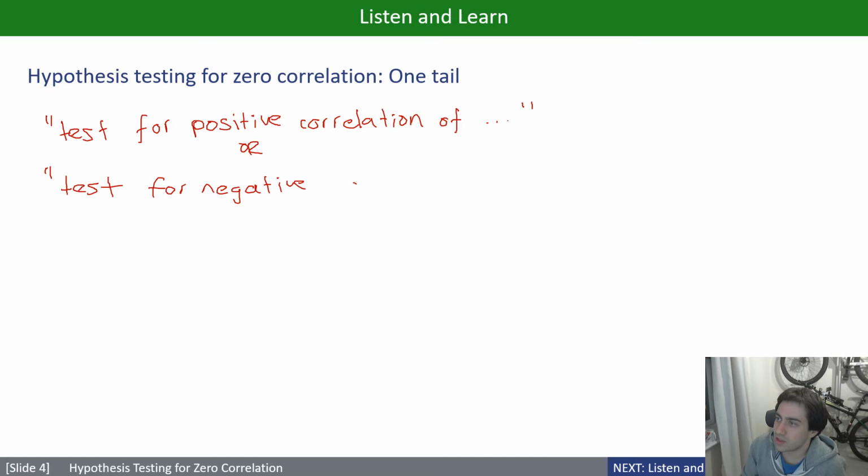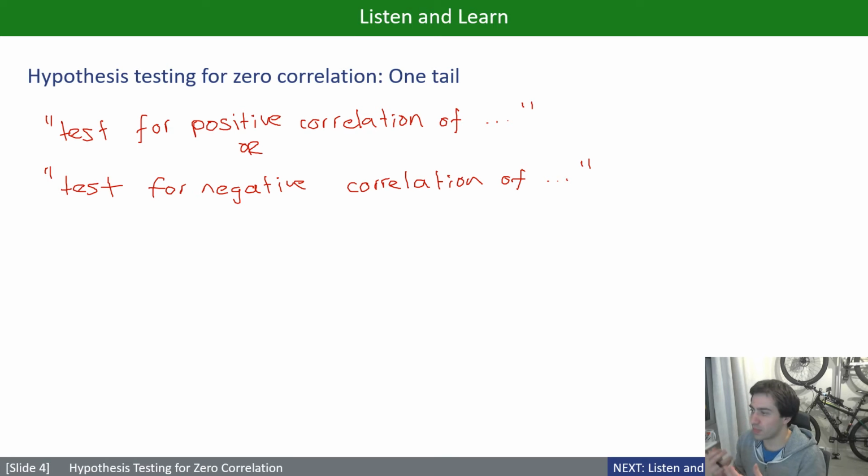So if you're testing for a specific type of correlation, then it's one tail. Okay. And in the next slide, when I talk about two tail, we'll see quite naturally that two tail is when you don't care if it's positive or negative. You're just asking the question, is there correlation? That would be a two-tail test. Is there positive correlation? That question corresponds to a one-tail test. Is there negative correlation? That corresponds to a one-tail test. Okay, so I hope that's sort of clear.